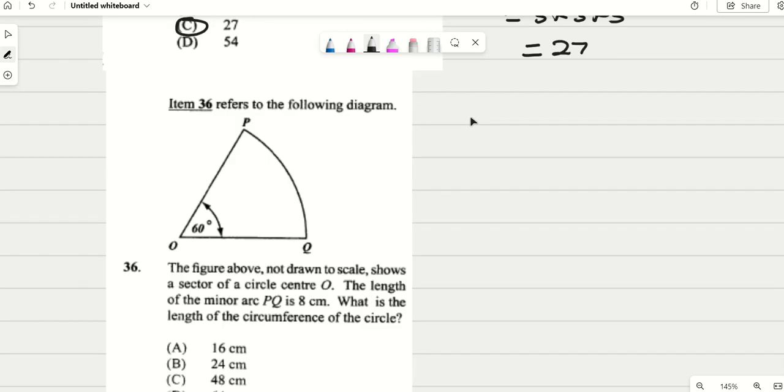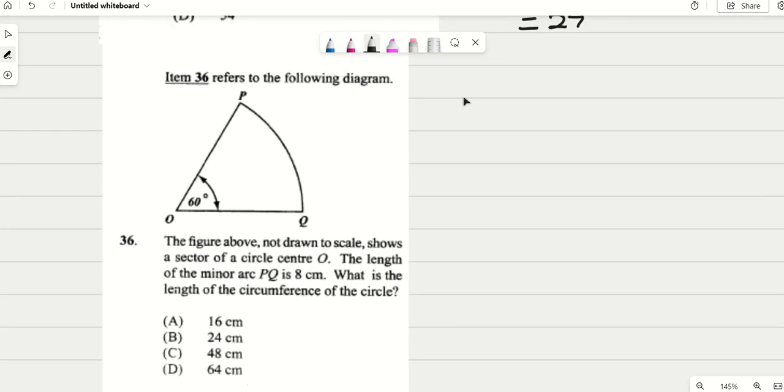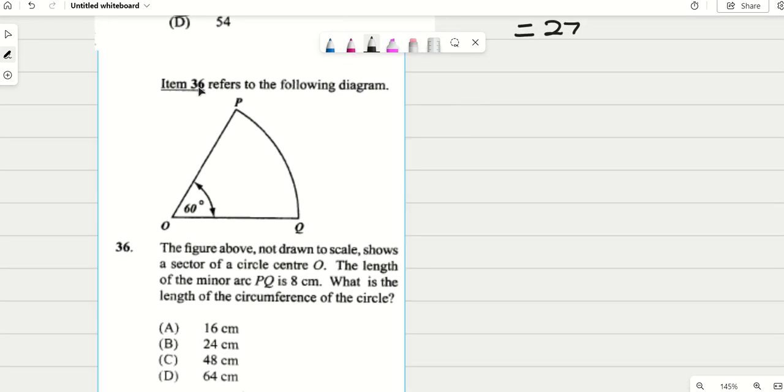Number 36, again guys, this is a repeated question, but let's look at it. Item 36 refers to the following diagram. The figure, not drawn to scale, shows a sector of a circle O. The length of the minor arc PQ, so from here to here, is 8 centimeters. What is the length of the circumference? Now they're talking about degrees. A circle is 360 degrees. So they're asking you basically, what is 360 degrees equal to?